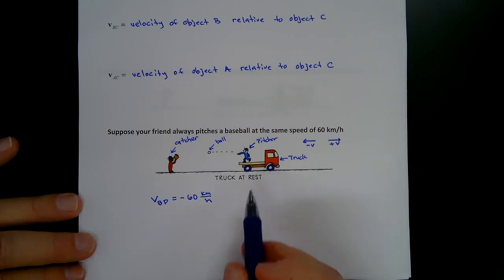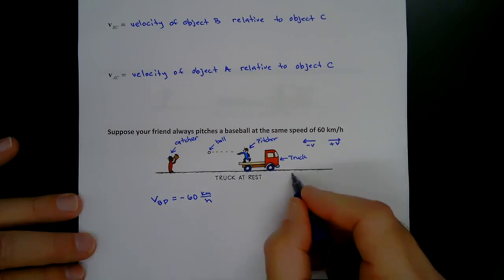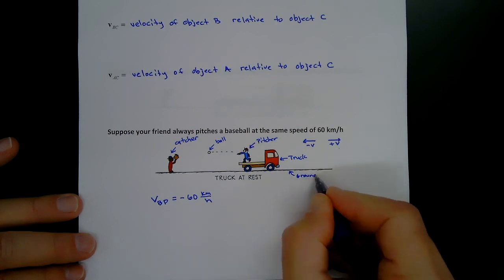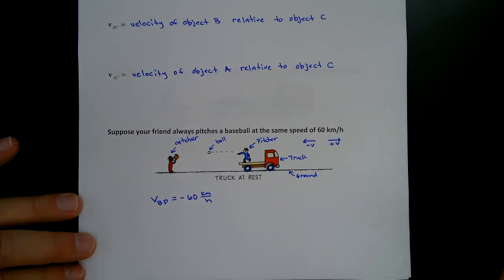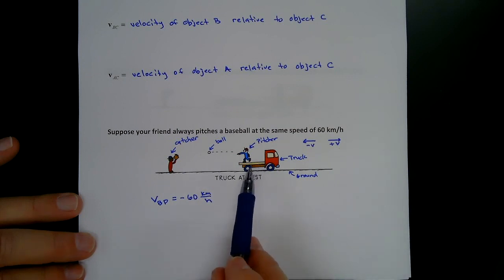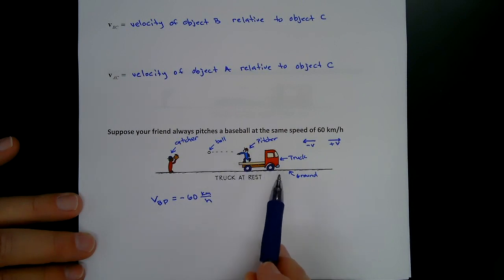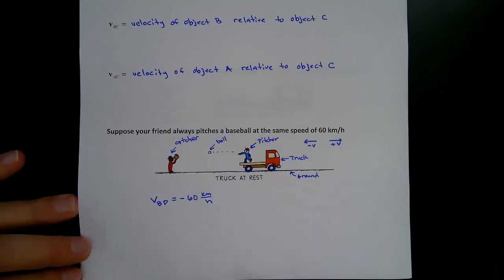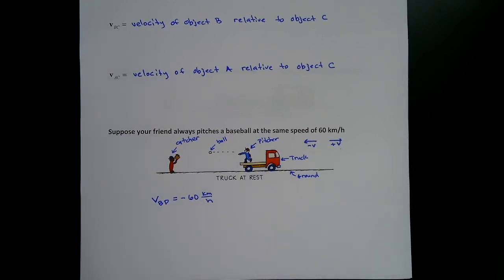Okay, and the truck's at rest. So I'm also going to say this is the ground. So we could also say that. Or earth, sometimes you'll see relative to the earth. Ground and earth are the same thing. All right. So because the pitcher's not moving and the truck's not moving, all of the pitcher, the truck, and the ground would be relative to the same thing, okay? Because none of those are moving.